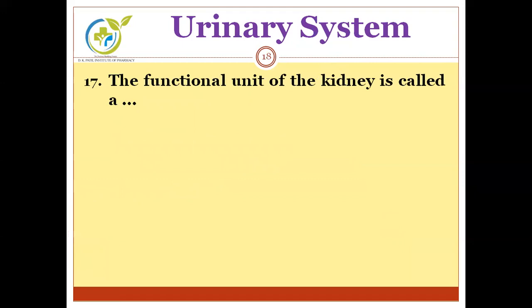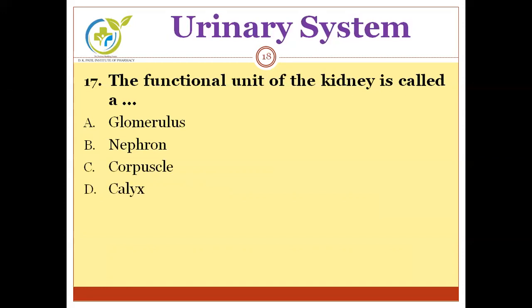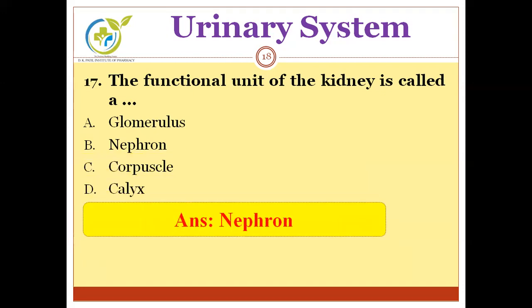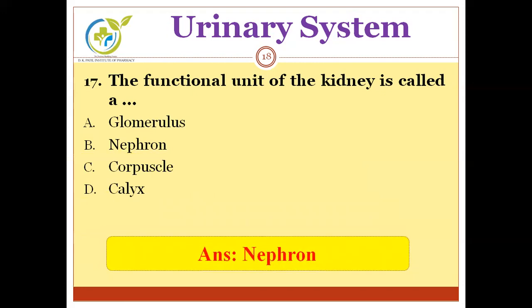Next, the functional unit of the kidney is called. Options are glomerulus, nephron, corpuscle, and calyx. As we have already discussed in the previous question, the functional unit of the kidney is the nephron, and each kidney has around 1 million nephrons.